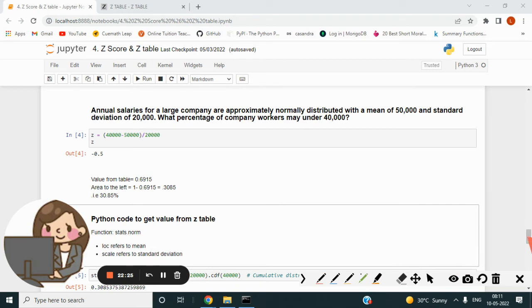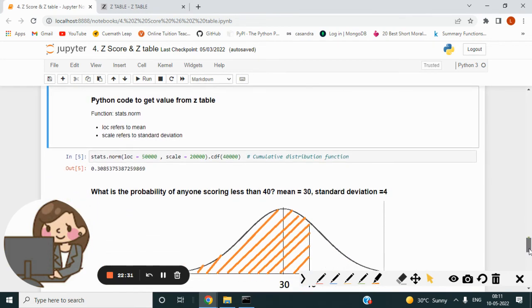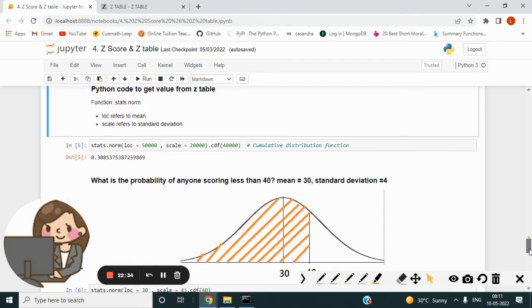So how do we get the value from the table using Python code? Now we are manually checking the table, right? So we have a function, stats dot norm, which will create a normal distribution. Here loc means mean and scale means standard deviation. So we are passing 50,000 and the standard deviation, and dot cdf. This function will give you the Z table value or the area under it. For 40,000 you gave, then again you got 30.85 percent.